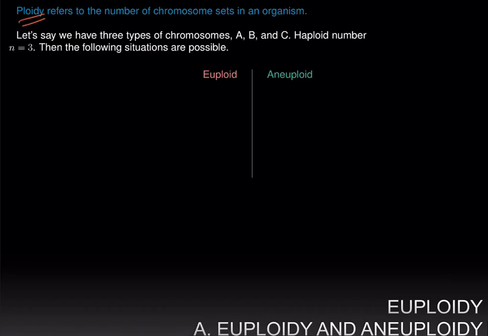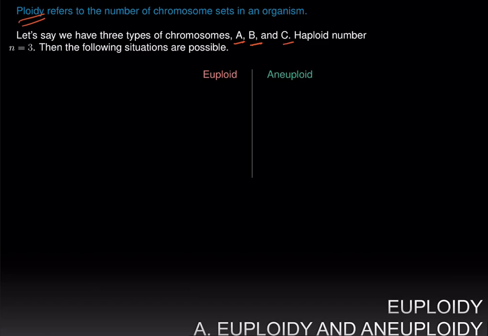Ploidy refers to the number of chromosome sets in an organism. Let's say we have three types of chromosomes, A, B, and C. Therefore, the haploid number is 3. Now, there are two situations that are possible.